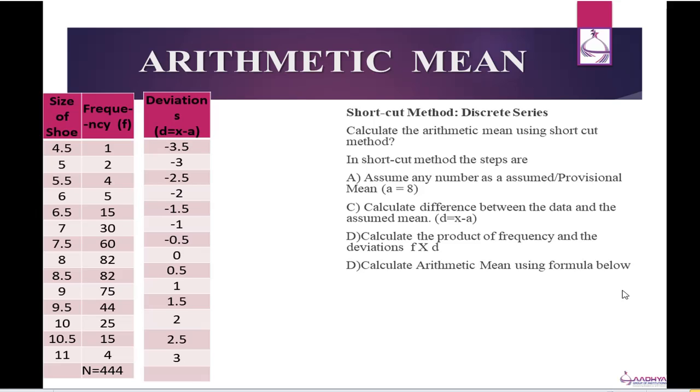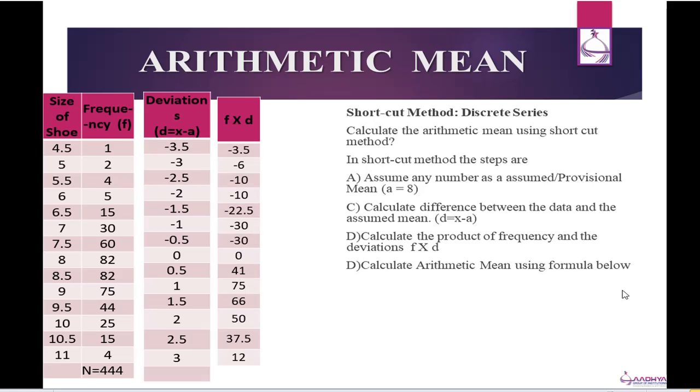Now, when we subtract 8 from all the sizes of shoes, that is 4.5 minus 8, that is the assumed mean is subtracted from each size of shoe or each observation. So we get minus 3.5, minus 3, and so on. And when we subtract 11 minus 8, we get 3, and so on. Now, once we have calculated deviations, the next step is to multiply the frequency with the deviations. So we start by multiplying 1 into minus 3.5, we get minus 3.5, 2 into minus 3, we get minus 6, 4 into minus 2.5, we get minus 10, and so on.